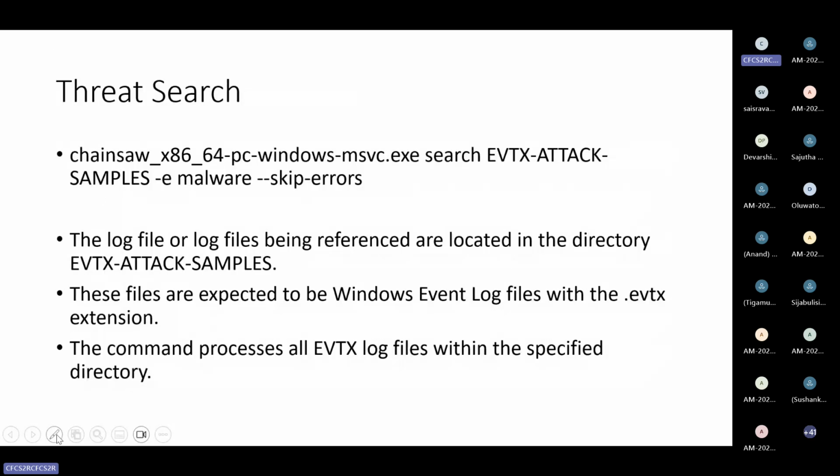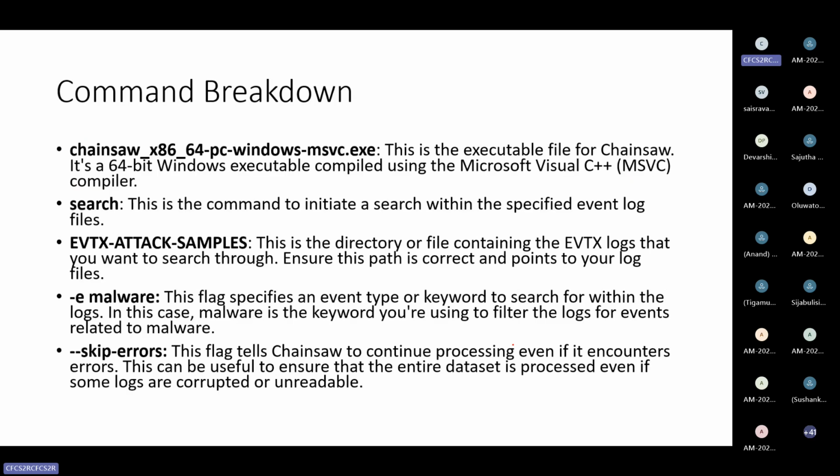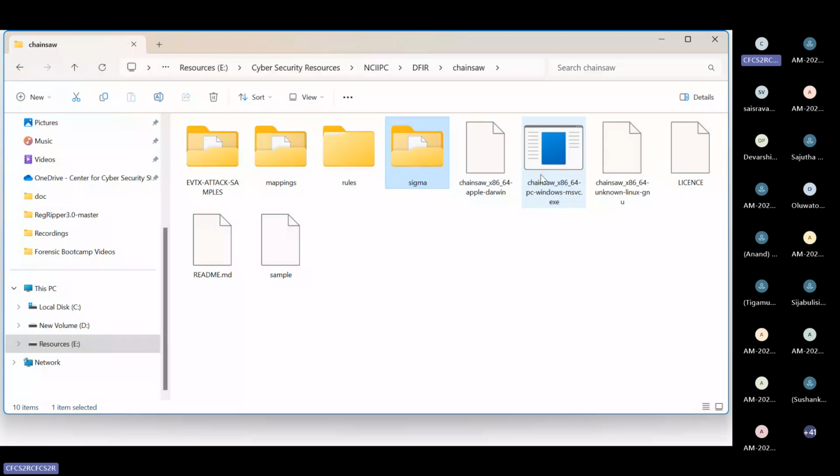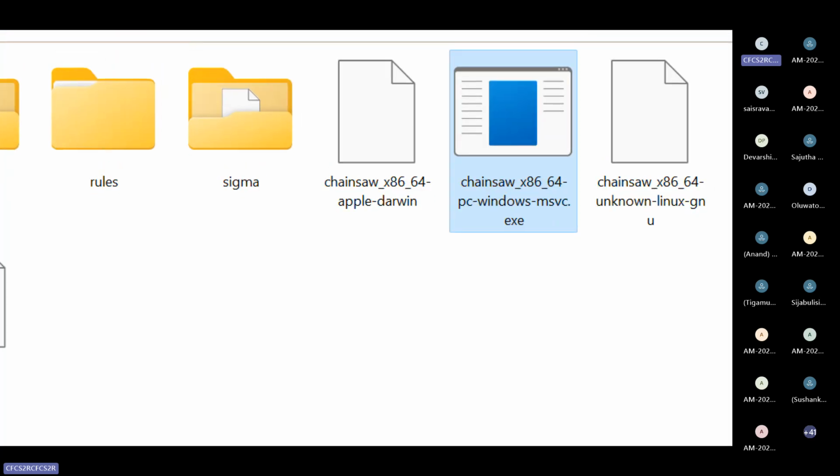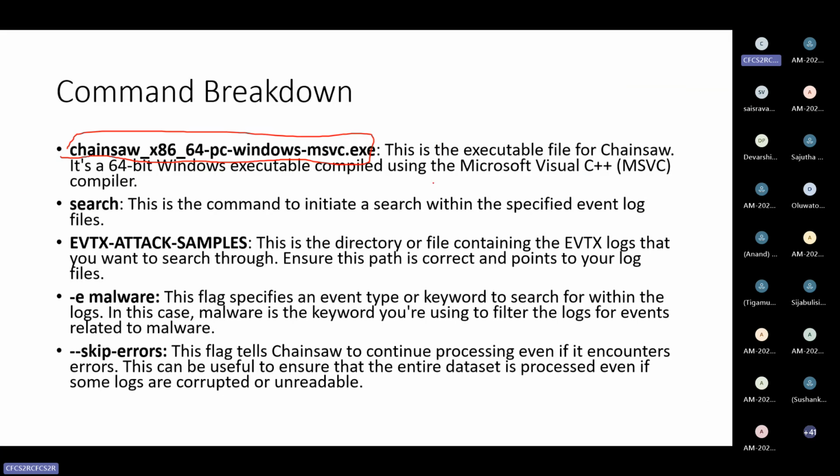So this is the command, and we will break it down so that we can understand what the command is. Merely giving you the command, and if you run it, is basically of no use. So you have to understand how Chainsaw is working. In this particular case, this is the name of the executable. If you go to this particular folder, you will see the Chainsaw executable. So this is the executable file for Chainsaw. It is a 64-bit Windows executable compiled using the Microsoft Visual C++ compiler.